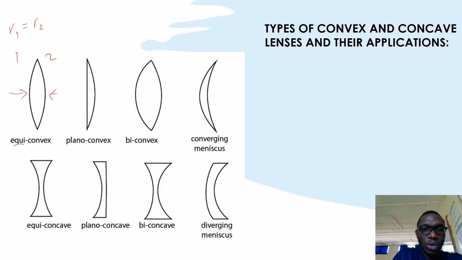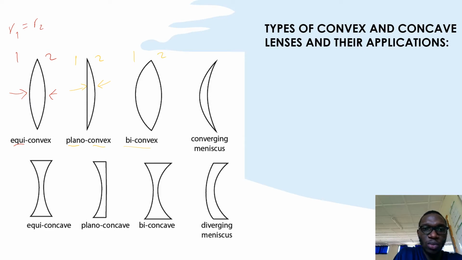Plano-convex, from the word plane, so it has a part which is plane and a part which is convex. It has end 1 and 2. If you observe it from end 1, it is flat, and when you observe it from end 2, it is convex in nature.